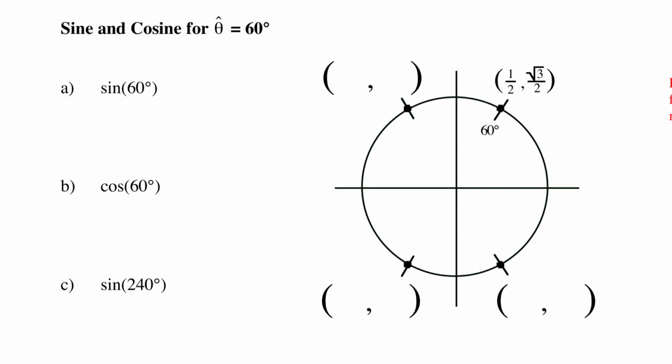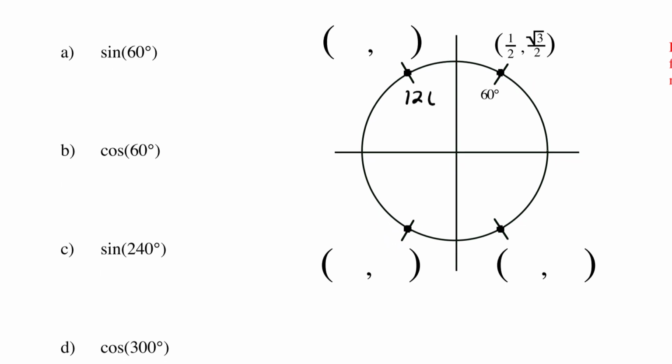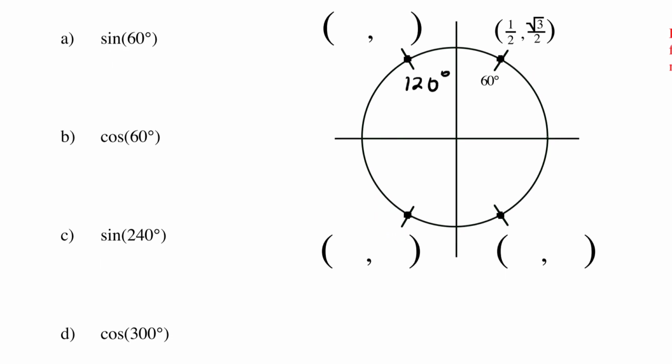All right, let's kind of do the same thing now for theta hat equals 60 degrees. We'll locate the individual degree measures first that are related to 60 degrees. You see 120, 240, and 300 in quadrant 4. And then we're going to go ahead and write in the ordered pairs. As we saw in the previous example, we don't really need to write the ordered pairs in for all 4 quadrants. Knowing quadrant 1 is sufficient. But here we go.